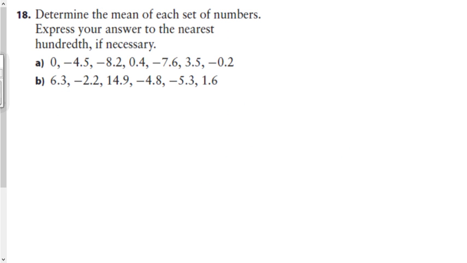And finally, the last question we had to do says determine the mean. And of course, mean, what do I mean by mean? I mean the average, right? The average. That's the math word for average of the set of numbers. In order to get the average, you need to add all of the numbers together.